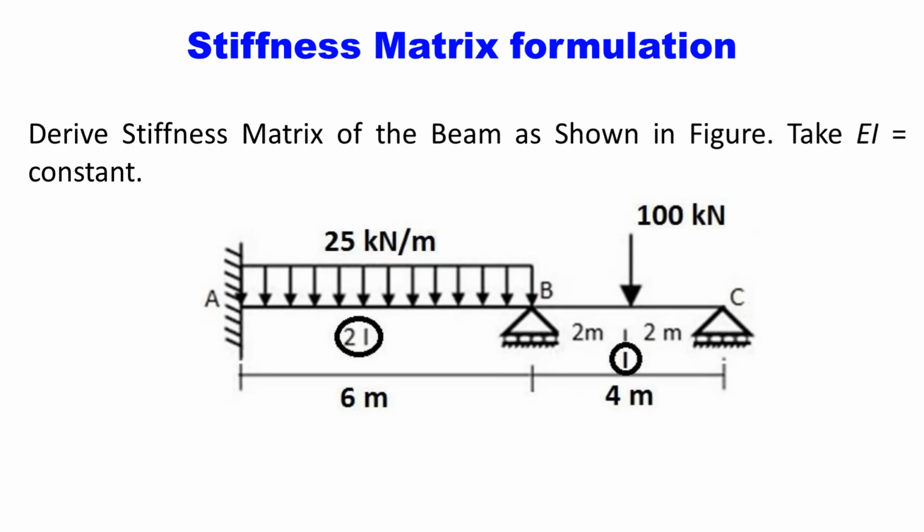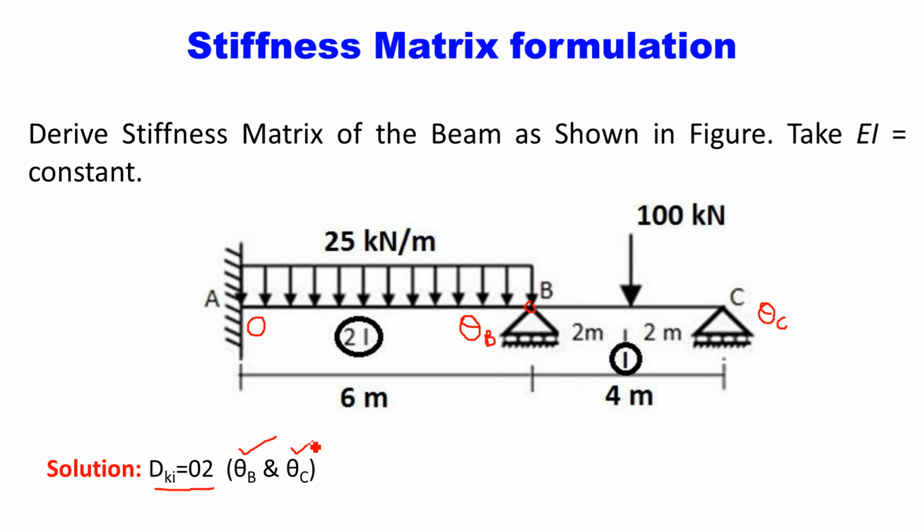This question is: derive the stiffness matrix of the beam as shown in figure. Take EI constant. If you look at the beam carefully, first, to derive the stiffness matrix of a given beam, we have to identify the degree of kinematic indeterminacy of the given beam. All of you know already, in previous lectures I have explained. At fixed support, DKI equals 0 because there is no translation, no rotation. At roller support, DKI is equal to 1 and that is rotation. So at point B there will be an unknown rotation, theta B. Similarly, at roller support C, the unknown is theta C. So DKI of this given beam is 2, that is theta B and theta C.